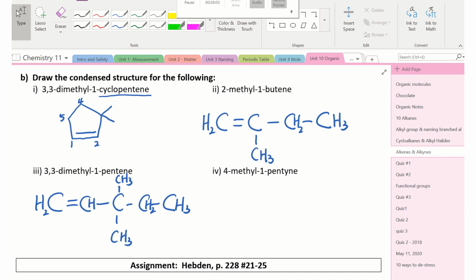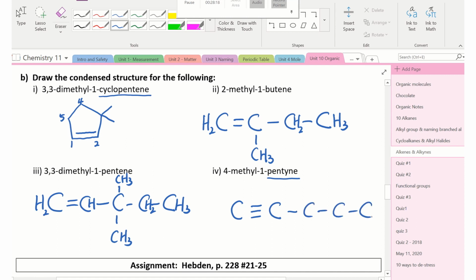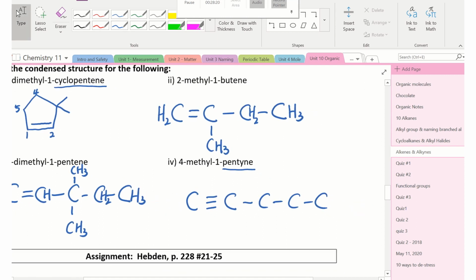Okay, and I will draw the last one with you just in case some people didn't get it. So penta, 5 carbons. I know my triple bond begins on the first carbon, so it says 1-pentyne. So I'm going to draw a 5-carbon chain like this. And then I'm going to add in the 4-methyl. So this is my first carbon, so this has to be my 4th carbon.